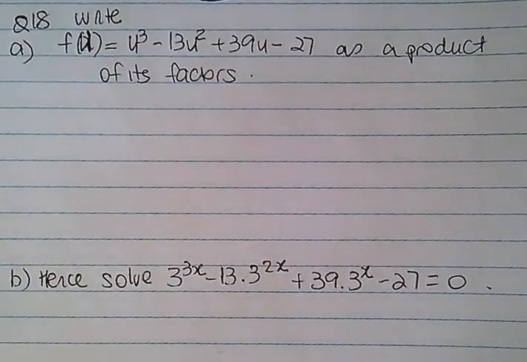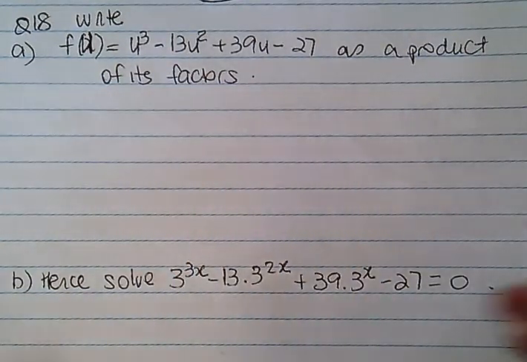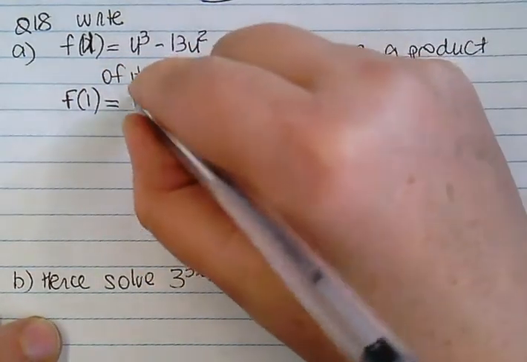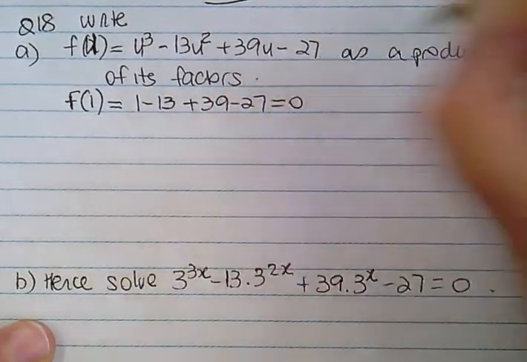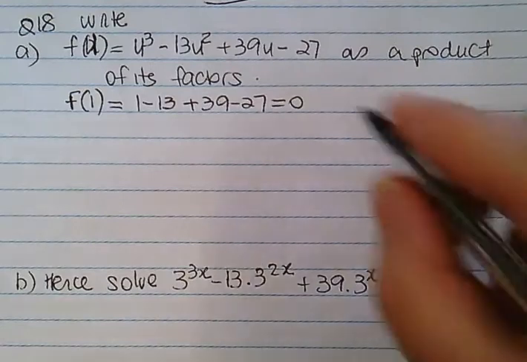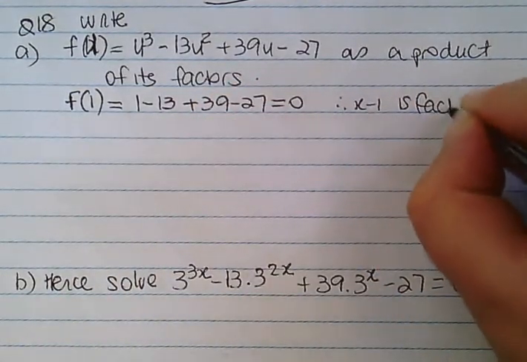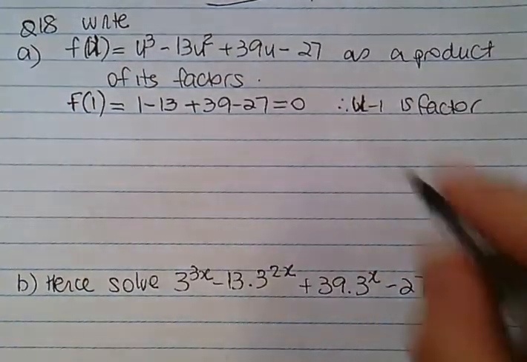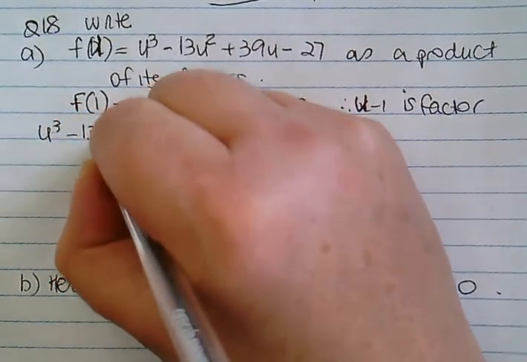u cubed minus 13u squared plus 39u minus 27. Adding the coefficients, we realize they equal 0. Therefore, f(1) will work. So that's 1 minus 13 plus 39 minus 27, which is 0. Therefore, what's a factor? Therefore, (u - 1) is a factor. So now we can write it as a product of its factors.